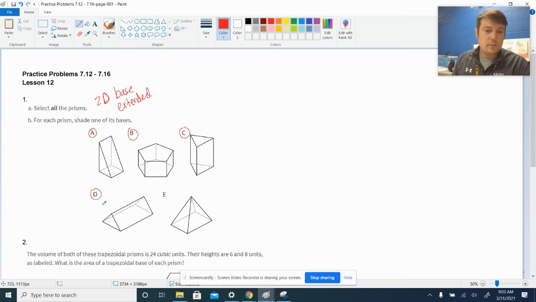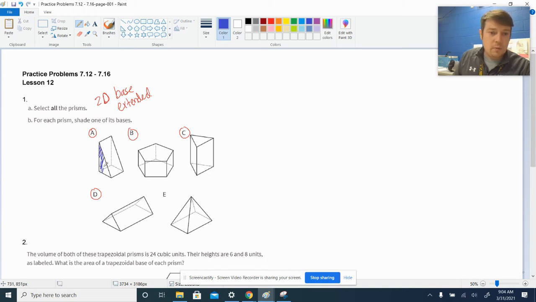Still a prism. E is the only shape that's not a prism because that rectangle was not extended to another base of a rectangle. They all came to a point, creating a pyramid. So those aren't prisms.